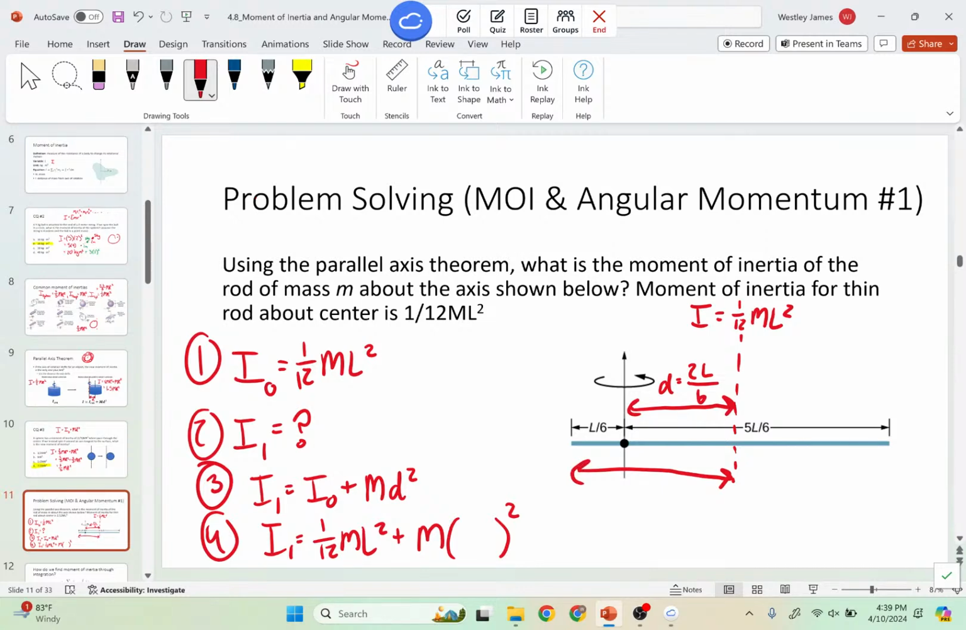Where was it originally located? It was located halfway through. Where was the original axis of rotation? It was some distance L over 2 from the end. That's where it was at. The original axis of rotation was some distance L over 2 from the end. It's halfway. This whole thing is L. So it was originally L over 2.